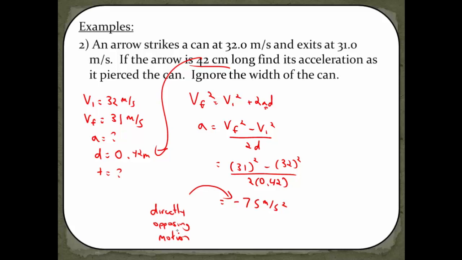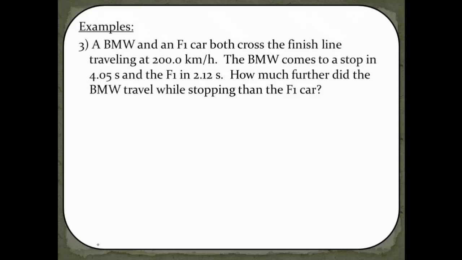So it is really important that you understand that. All right. One more time and then I'll set you free. A BMW and an F1 car both cross the finish line traveling at 200 kilometers an hour. It's pretty slow. The BMW comes to a stop in 4.05 seconds and the F1 in 2.12 seconds. How much further did the BMW travel while stopping than the F1 car?